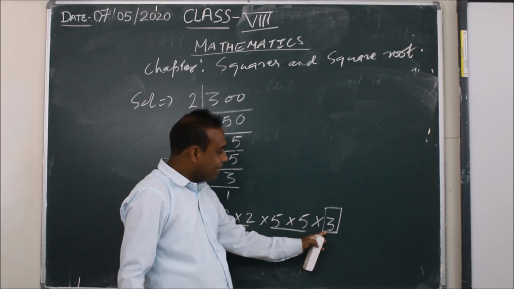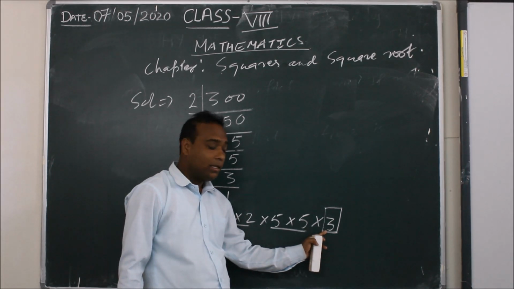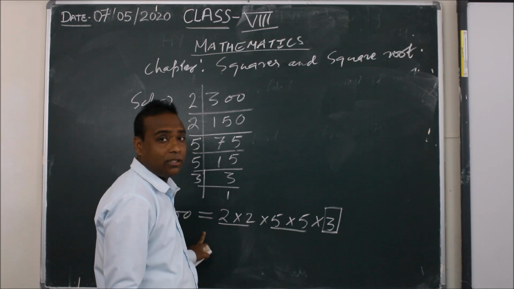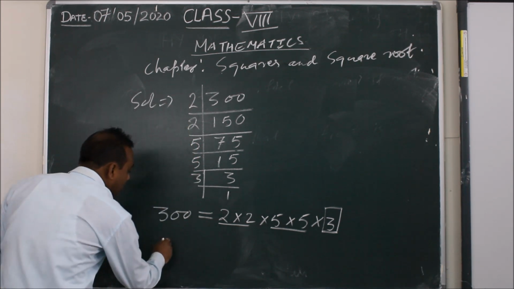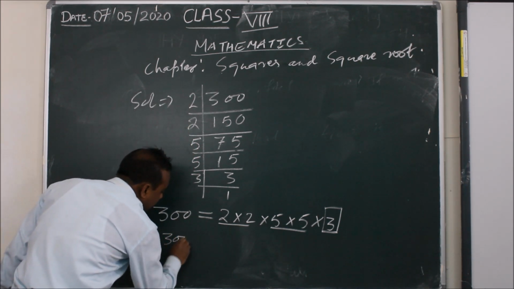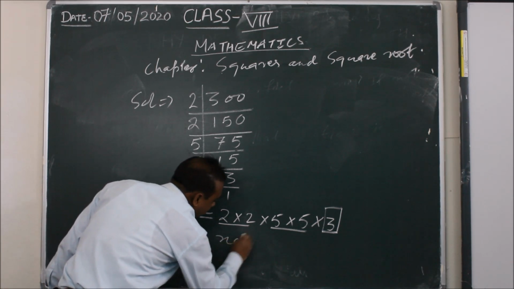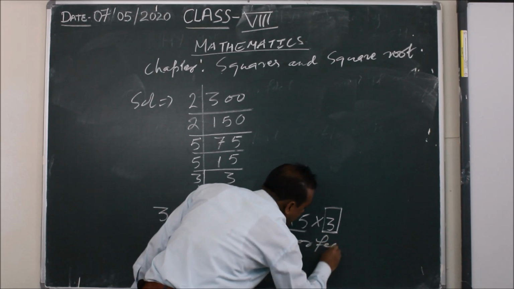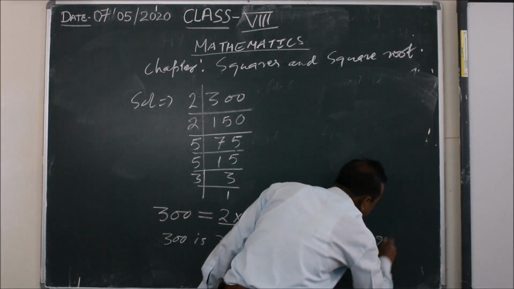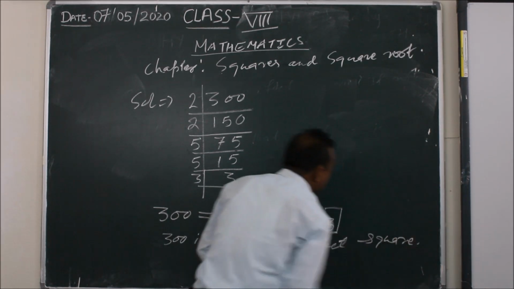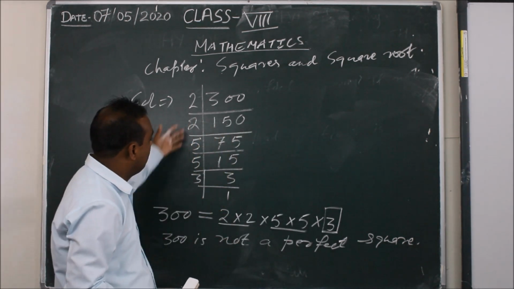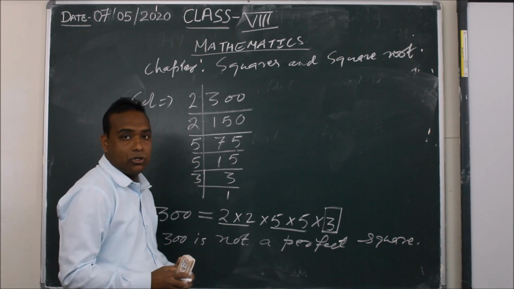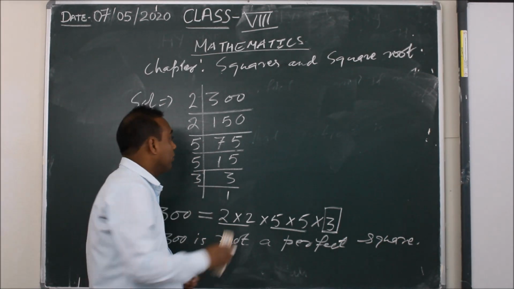So if you get a single number left out here, then you can say that the given number is not a perfect square. So you can write here that 300 is not a perfect square. So we have checked here that 300 is not a perfect square. Now the next part of the question is also there, that also we have to solve.